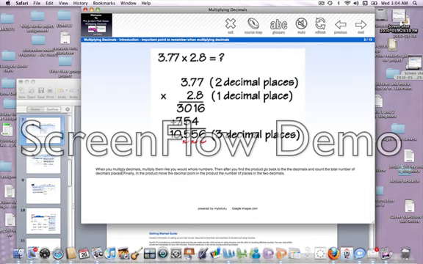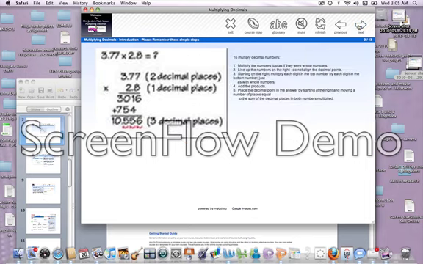So it says here, when you multiply decimals, multiply them like you would whole numbers. Then after you find the product, go back to the decimals and count the total number of decimal places. And finally, in the product, you're going to move the decimal point in the product that number of places in the two decimals.